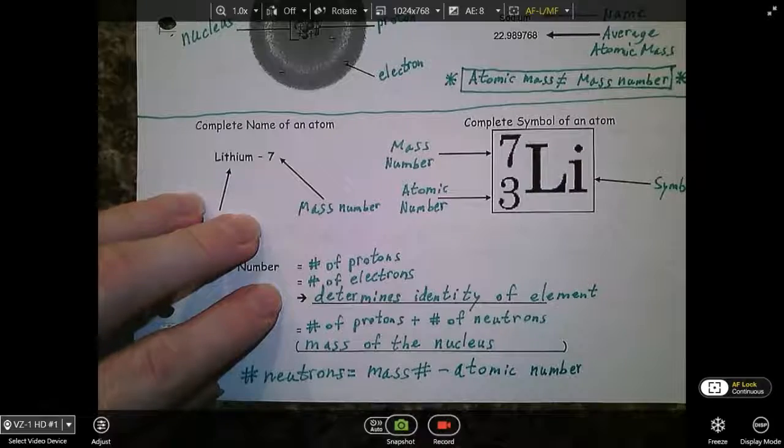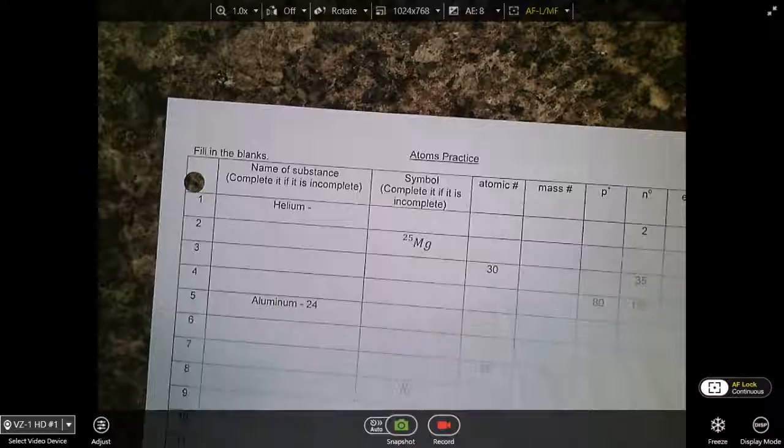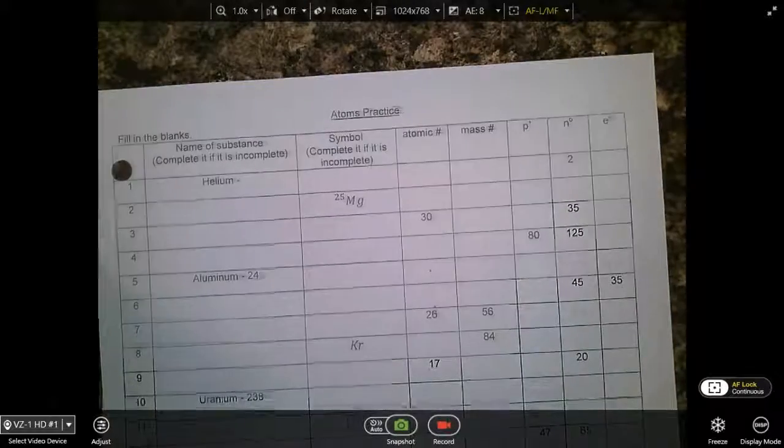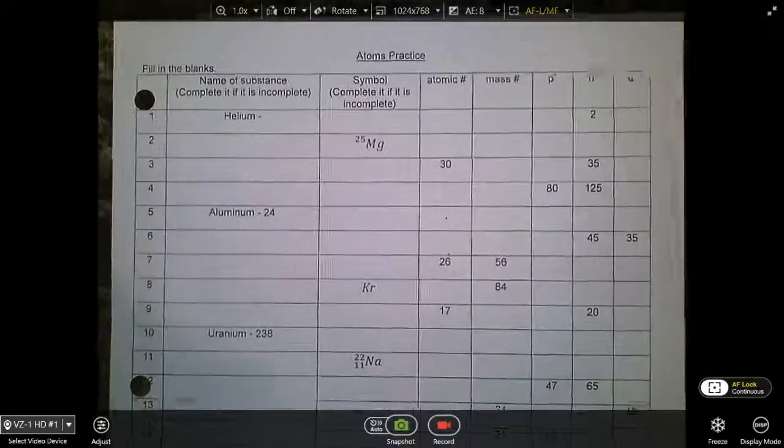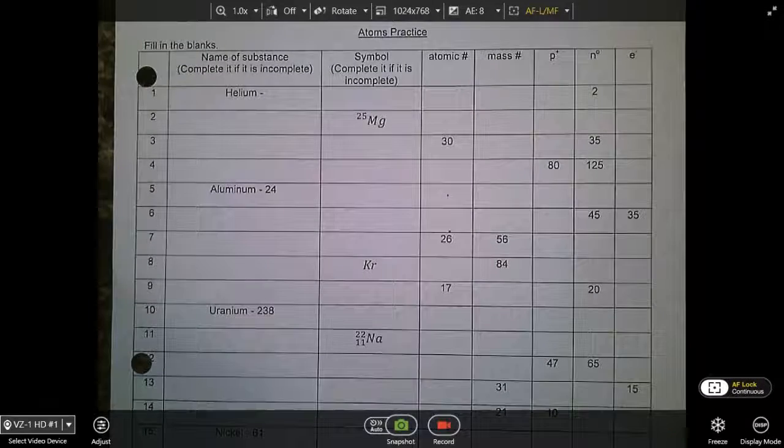All right, at this point I'm going to show you just a couple questions from the worksheet that you've got. You're going to work through the rest of these independently and have it done before I get back on Wednesday.